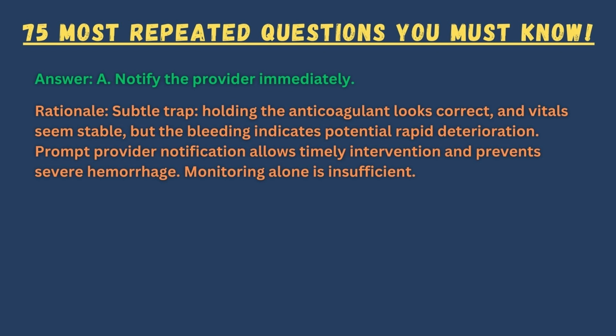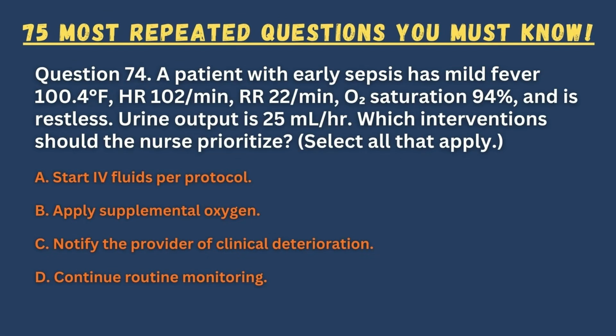Rationale, subtle trap. Holding the anticoagulant looks correct, and vitals seem stable, but the bleeding indicates potential rapid deterioration. Prompt provider notification allows timely intervention and prevents severe hemorrhage. Monitoring alone is insufficient.